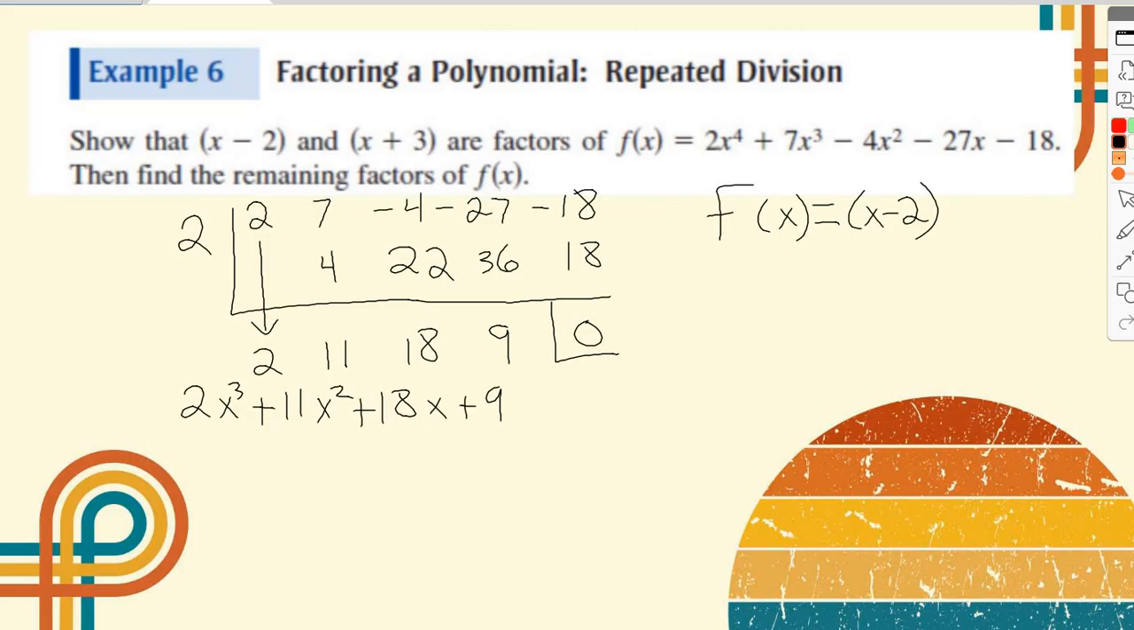So we want to take what we just got as our answer, and we want to factor that now. Are we all with me there? Because we're trying to keep making it smaller and smaller, so we find all of our factors. So this time, on the inside, I'm going to write 2, 11, 18, and 9. And we're dividing by the x plus 3 this time, so what goes on the outside? Negative 3. So I want you to do this one on your own.